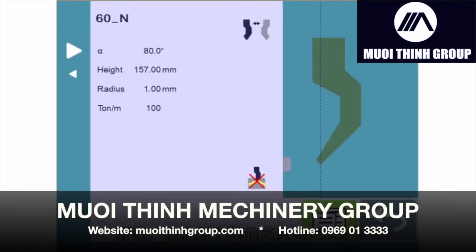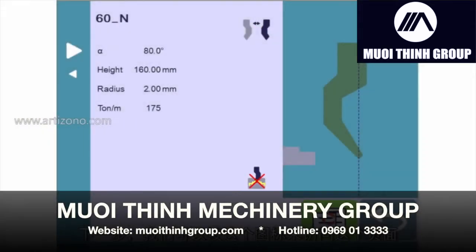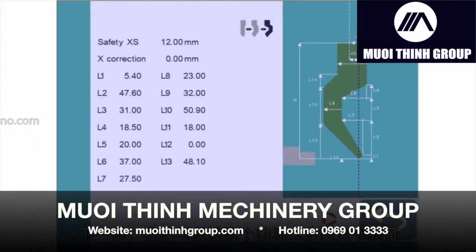So the height of our new punch is 160 mm, its radius is 2 mm, and its resistance is 175 tons per meter. On this first page, we can also define the mounting direction of our tool and whether it can withstand bottoming or not. Next, we can press this button to access this page.